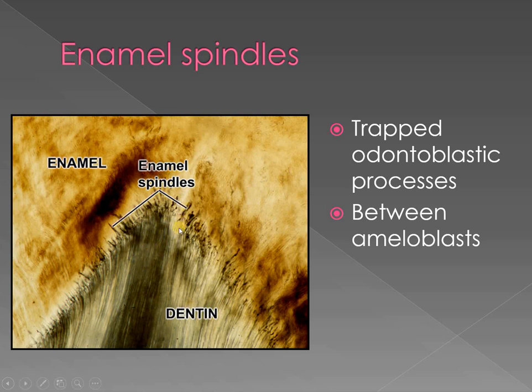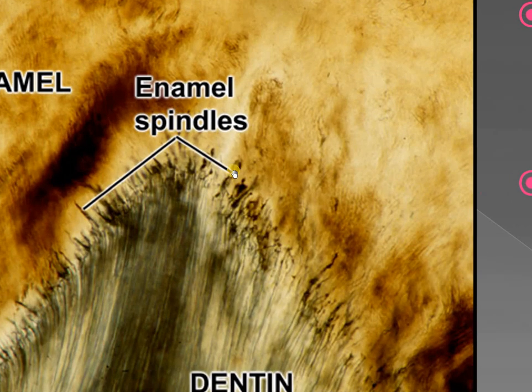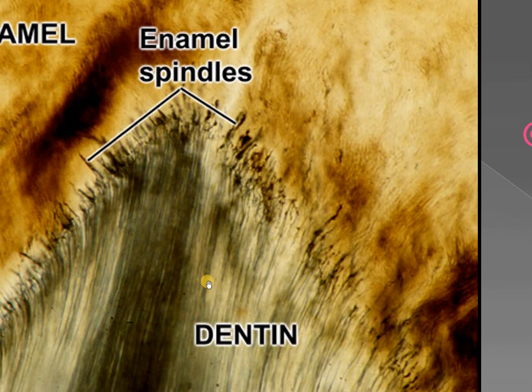The enamel spindles are at the dentinoenamel junction, extending into the enamel in the form of a small club-like structure. This small club-like structure is actually an extension of the dentine. What is inside the dentine is the odontoblastic process. The odontoblastic process enters into the enamel, gets entrapped, and gives rise to these enamel spindles.